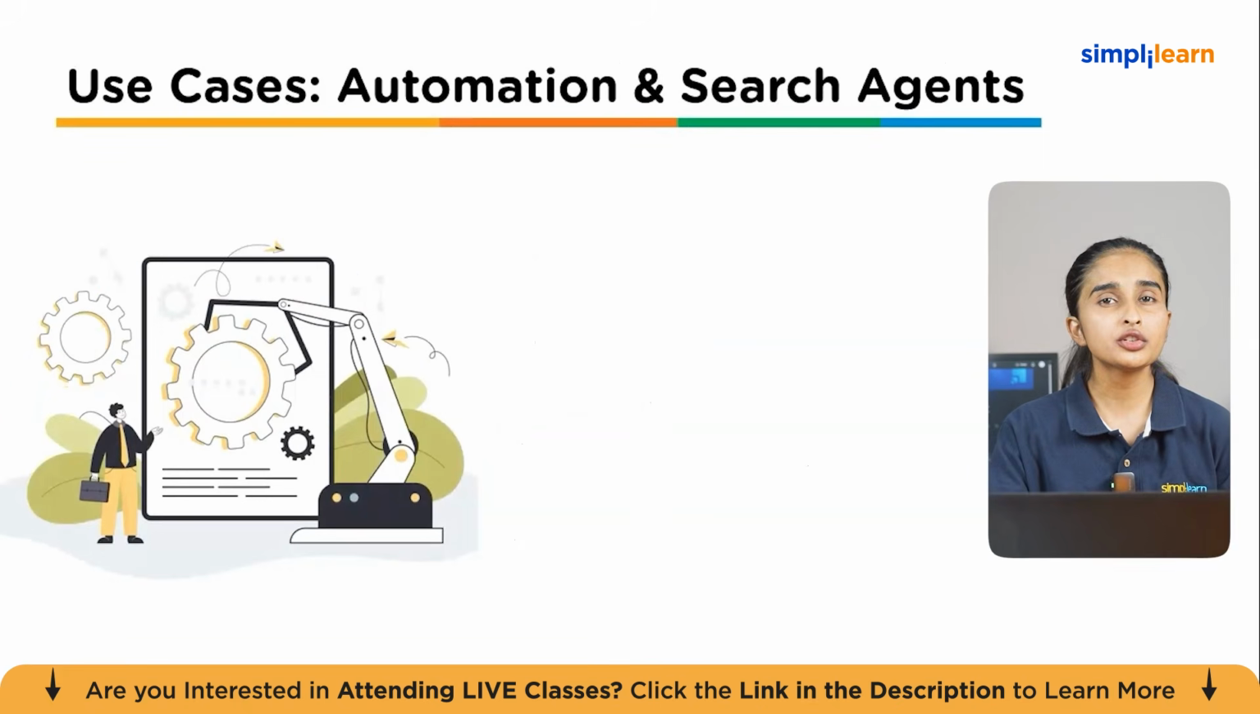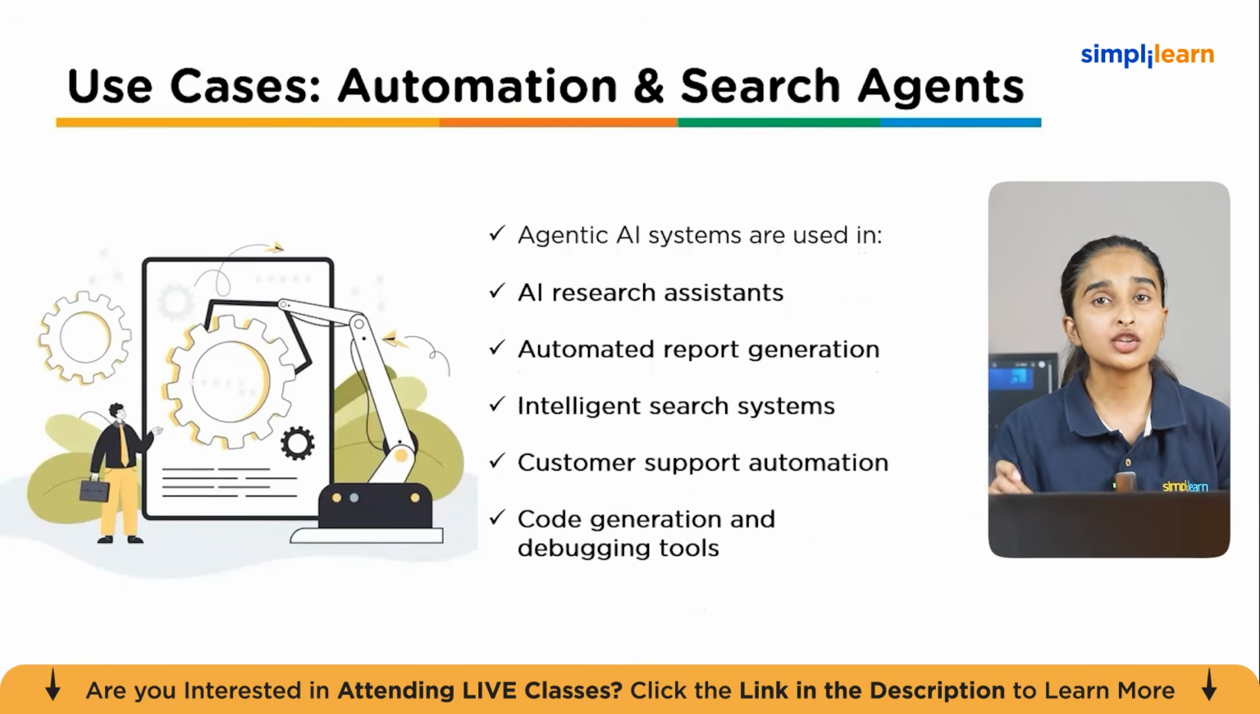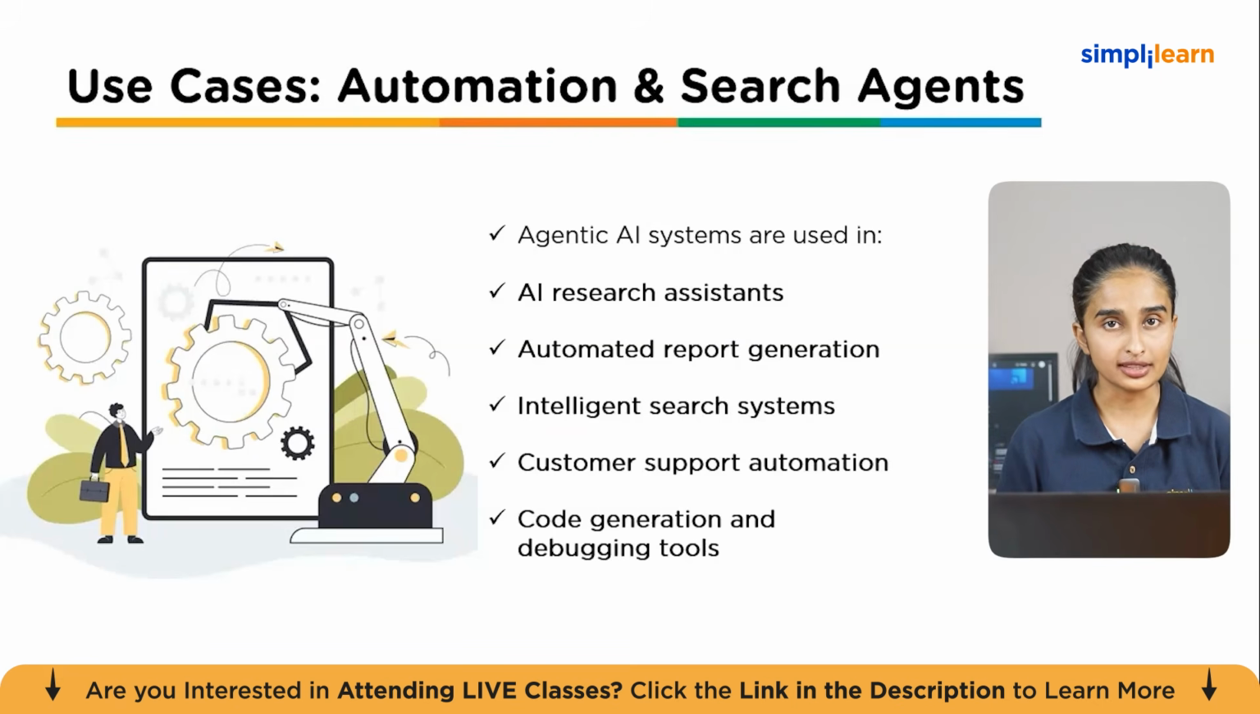Now we shall move on to some direct examples of how these systems are used. Agentic AI systems are used in research assistants, where the systems can help gather, organize, and present information. They are also used in automated report generation, where information is collected, structured, and turned into reports with less manual effort. Another use case is intelligent search systems, where the goal is not just finding information, but finding the most useful information in context.